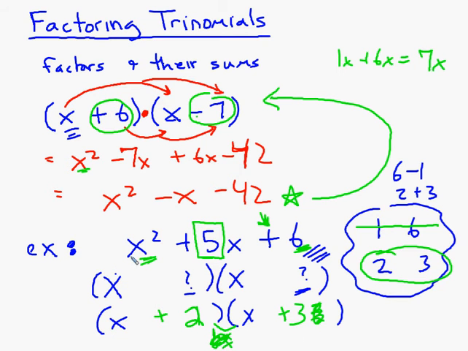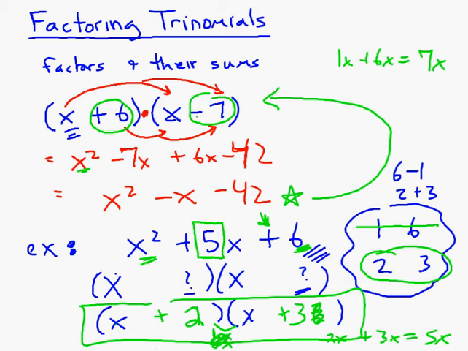X times x, that gives me x squared, I'm good. 2 times 3 gives me 6, I'm good. It's the middle that gets me. What's 2 times x? 2x. And what's x times 3? And if I add those, what do I get? This is my answer. Okay? I got it. Go ahead and write down that answer.